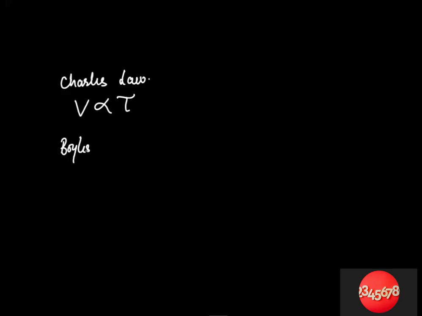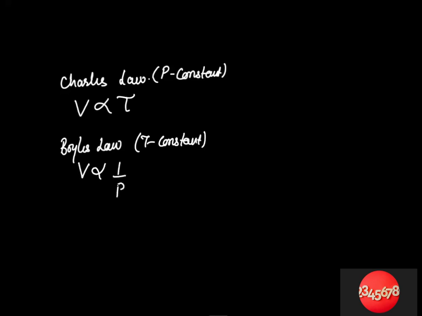Second, then it is what law? Boyle's law. What is constant? Here we keep pressure constant. And in Boyle's law, we keep temperature constant. And here, volume is inversely proportional to pressure. Now, when we further solve this data, V is directly proportional to T, means V upon T is constant. If we increase the temperature, volume also increases, but the ratio always comes same.